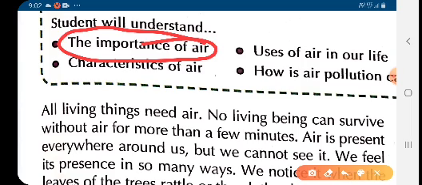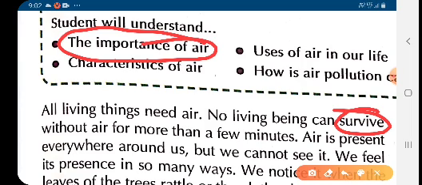All living things need air. What do you mean by living things, children? Living things means human beings, plants and animals. No living being can survive without air for more than a few minutes. What do you mean by survive, children? Survive means to live. None of the living beings can live without air for more than a few minutes.